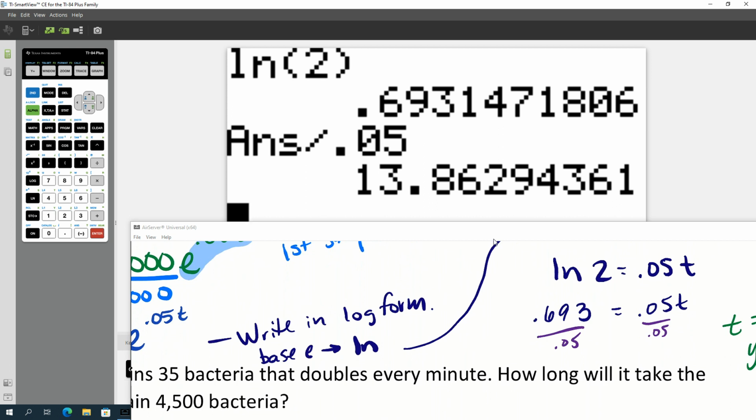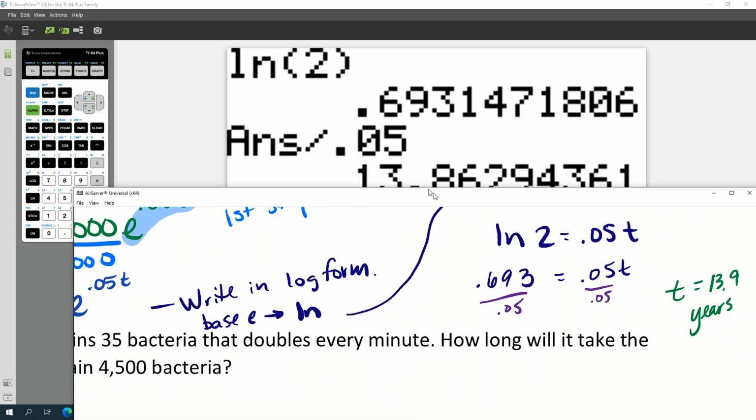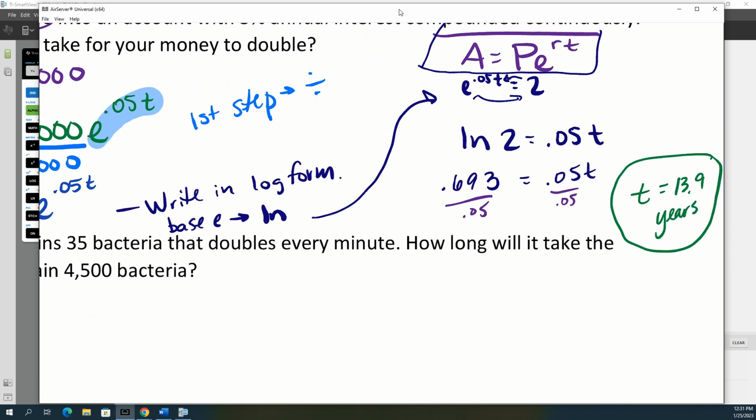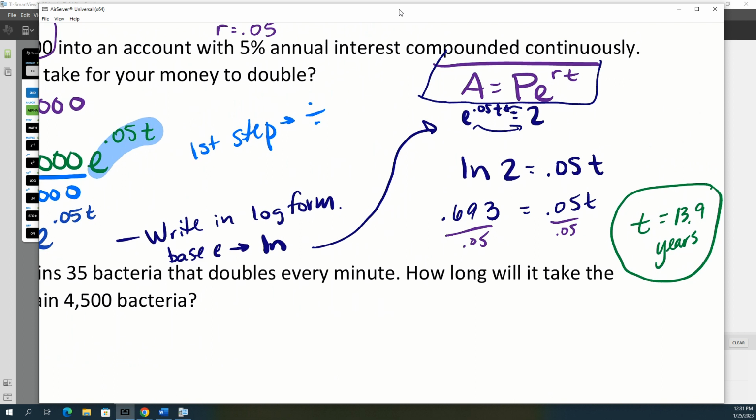Let me move it where you can see that. Technically, with this situation at 5% interest, that would be how long it would take $3 to double, or $1, or $1 million. So anytime we want it to double for this situation, it's going to work out similarly.